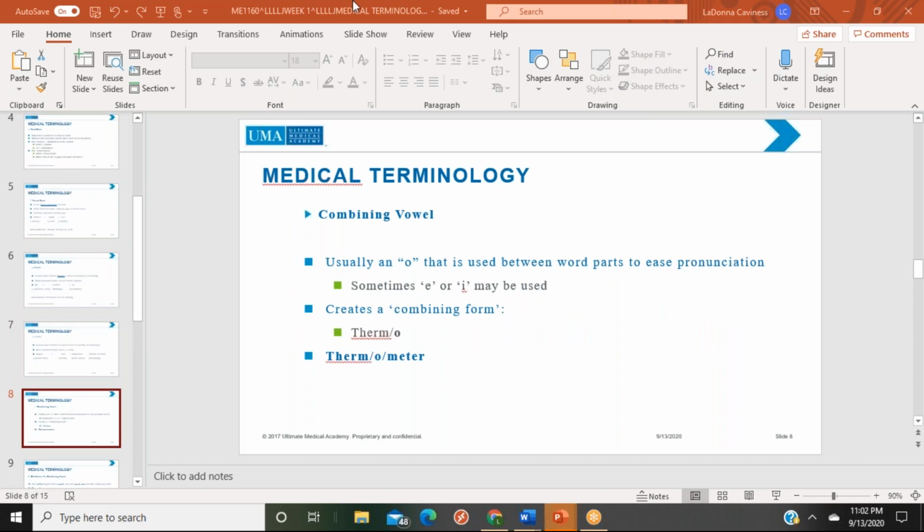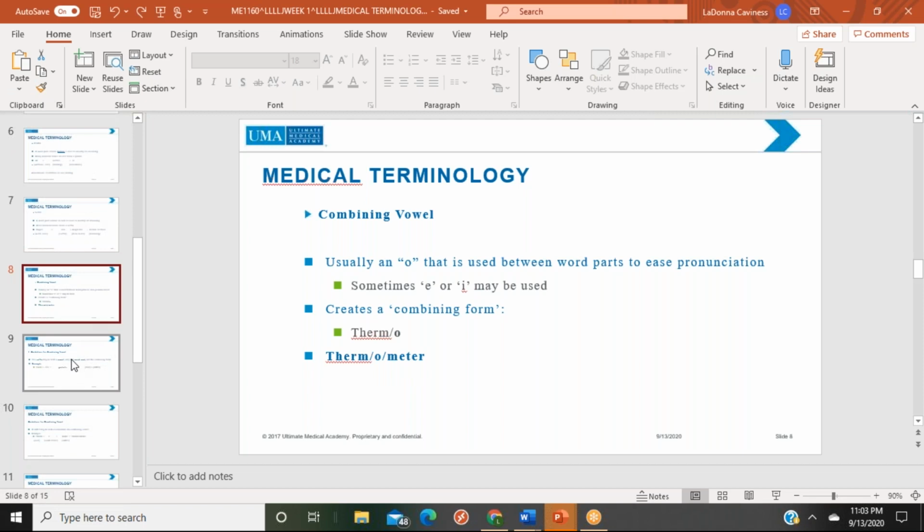Let's talk a little bit about combining vowels. Usually an O is used between the word parts to ease pronunciation. Sometimes E or I may be used, but more so you'll see that O is used as a combining vowel. Okay, so here's an example. Thermometer. THER is your root, O is your combining vowel, and meter is your suffix.